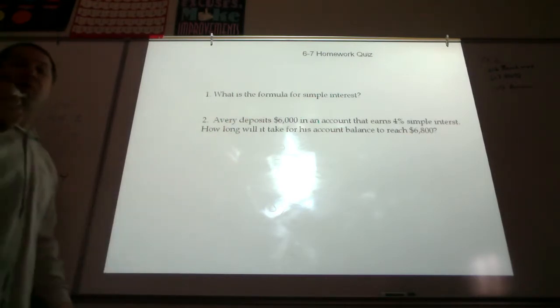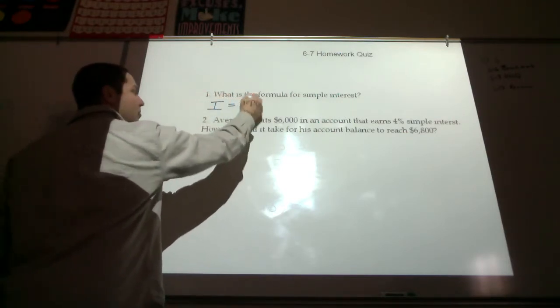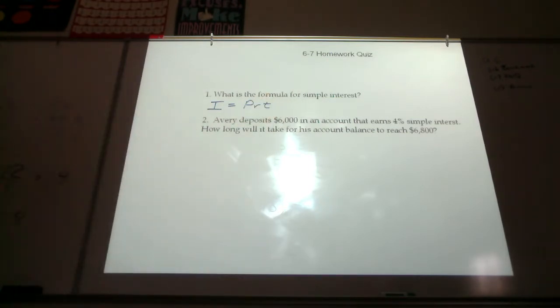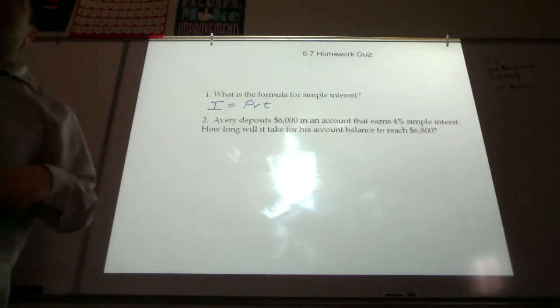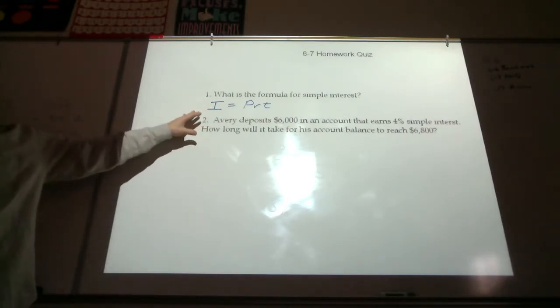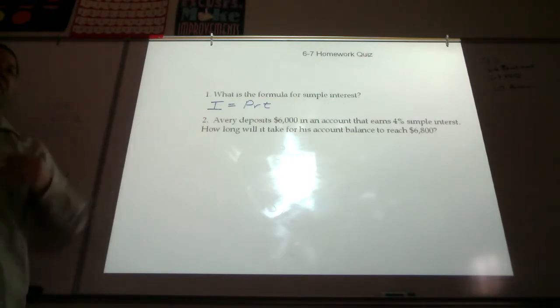Okay? So the formula is the same one that I gave you. I is equal to PRT. What's the I stand for? Interest. What's the P? Principal. What's the R? Rate. What's the T? Perfect. Now we need to talk about them a little bit so we understand, because we don't know what that means unless we have a true definition.